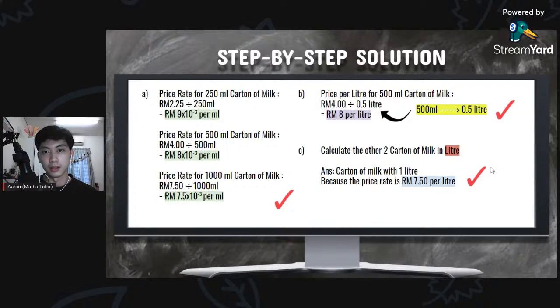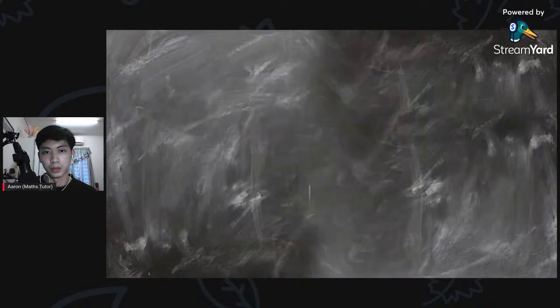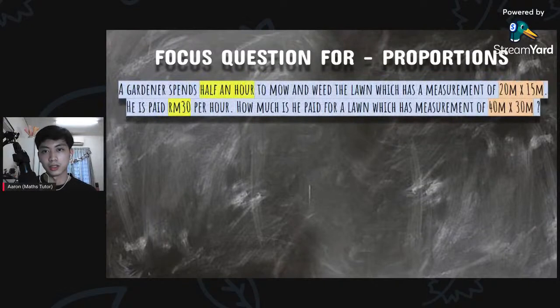After rate, we will look at proportion. Proportion, just now we said it's similar with ratio. And you see the question: a gardener spends half an hour, highlight half an hour, to mow and weed the lawn, which has a measurement of 20 meter times 15 meter. So a gardener wants to mow and weed the lawn.